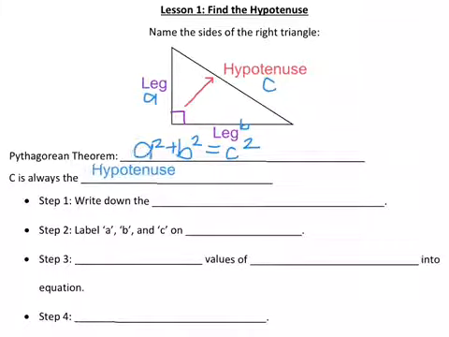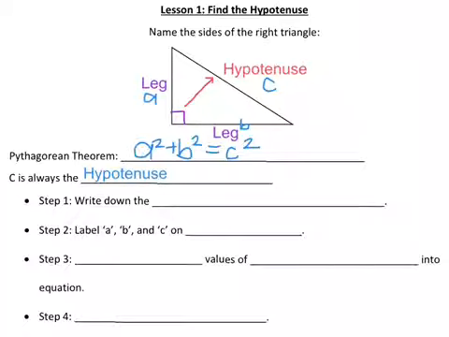So that should help you out when you're trying to figure out where to plug c in. It's always going to be the longest side, the side that's across from the right angle. So we're going to start learning how to find the hypotenuse, the longest side of a right triangle.